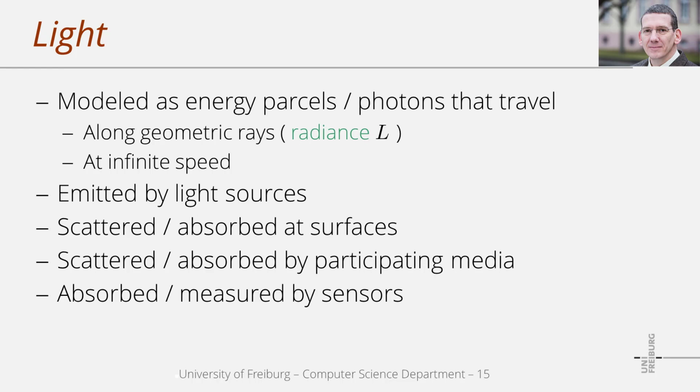of a sensor. Light is generated and emitted by light sources. At surfaces, incoming light is scattered or absorbed. This process is governed by the rendering equation. In participating media, light can be scattered or absorbed as governed by the volume rendering equation, and then finally light is absorbed by a sensor. The sensor data is post-processed and then we finally get the final image.